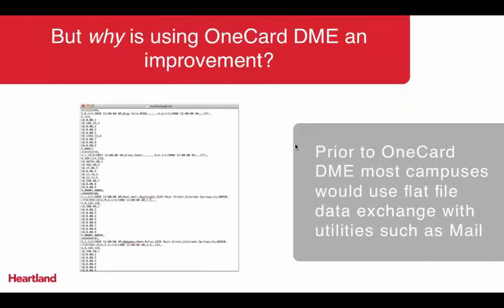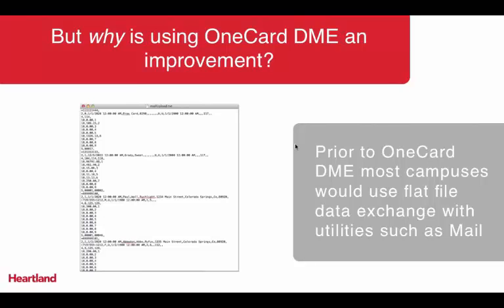So let's look at why using the OneCard DME is an improvement. Well, prior to the OneCard DME, most campuses would use a flat file data exchange. Many of our competitors, as well as Heartland, are able to accept those flat files to update accounts and to add privileges and whatnot through various utilities. Heartland has one called Mail. This allows us to accept these flat files and bring them into the OneCard systems.